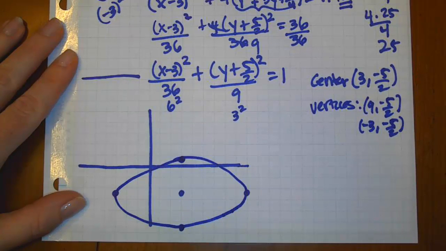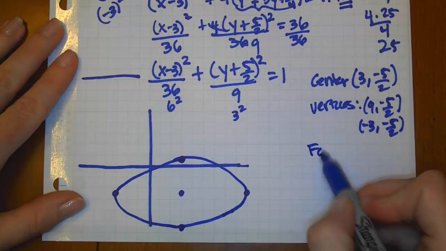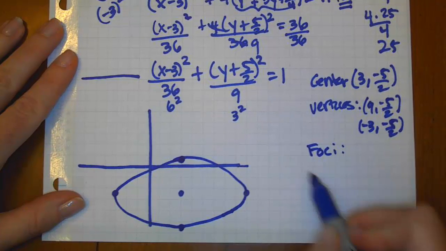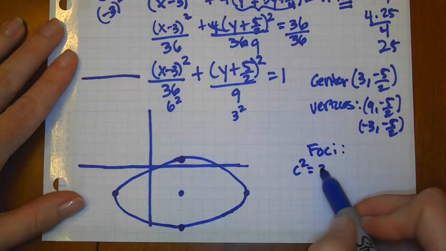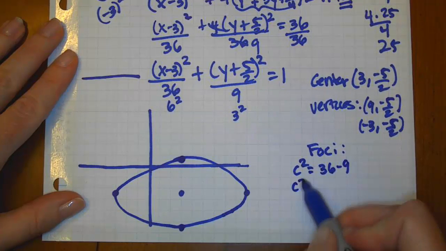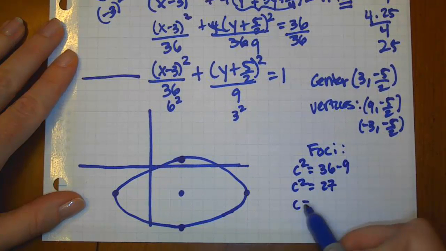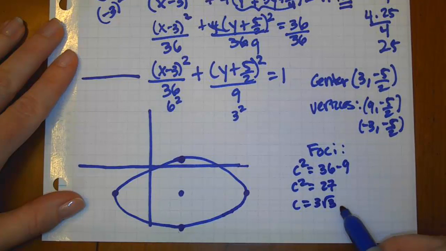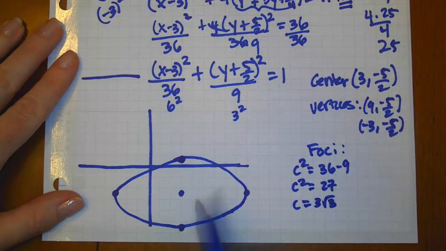Okay, there's my ellipse. In order to find my foci, I have to do c squared is equal to 36 minus 9, which is equal to 27, which is 3 root 3. Now I know that's not a nice number, so I basically have to go a distance of 3 root 3 on either side.